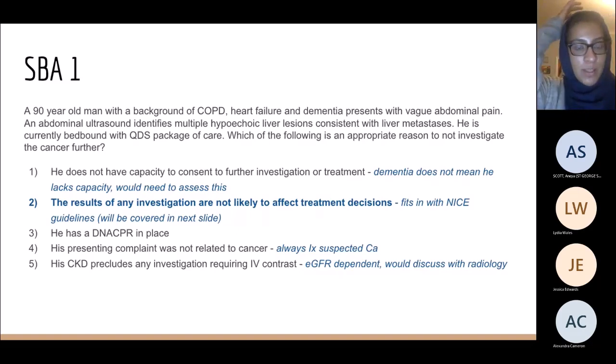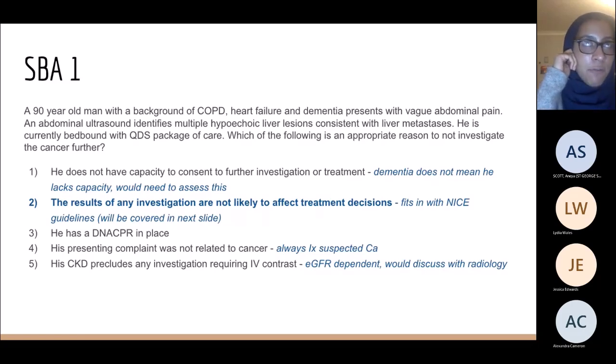You still want to do something to investigate potential cancer, but it's more about how far you go in those investigations, how invasive you go, and therefore, as a consequence, what you do in regards to treatment. His CKD precludes any investigation requiring IV contrast. So chronic kidney disease, dependent on what his eGFR levels are and how bad they are.